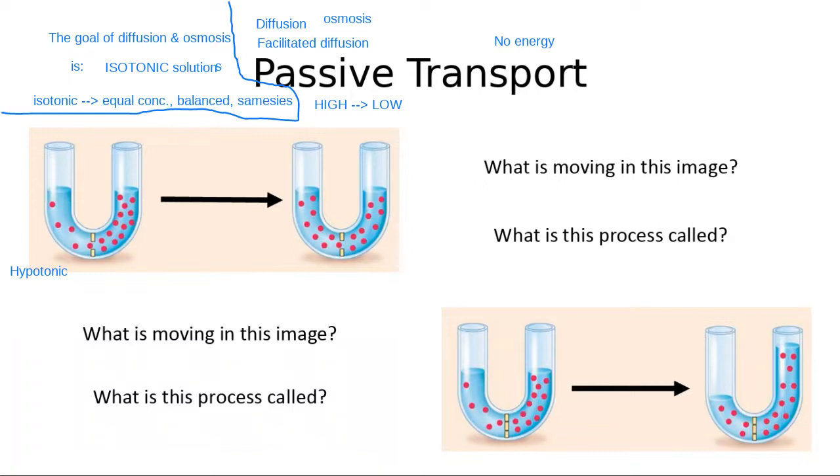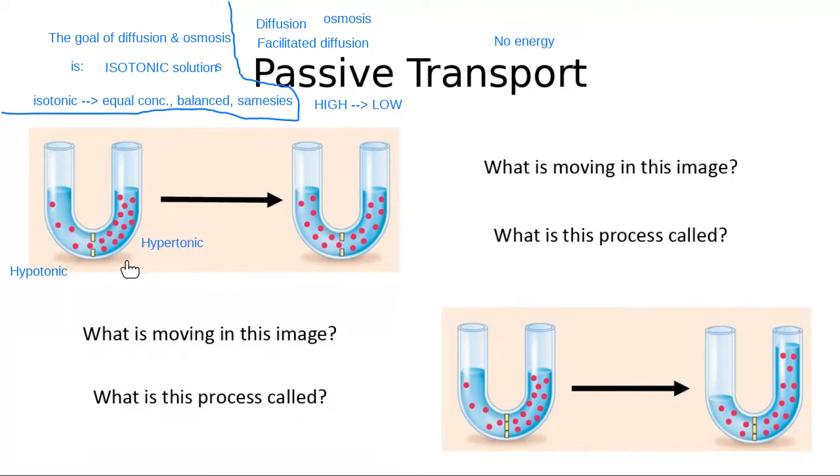So the one on the left is called hypotonic, which means the one on the right is called what? What's this one with like 12? What do I call that one? Yeah, exactly. I'm going to call that one hypertonic. Hypertonic.